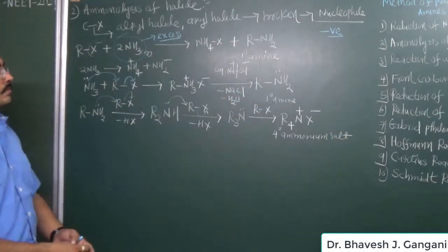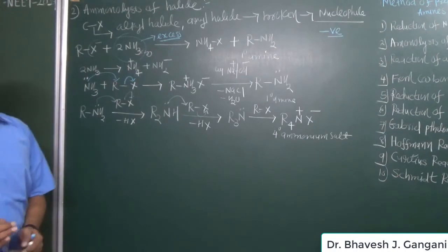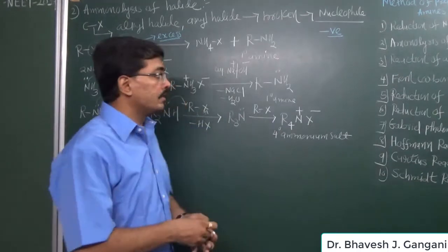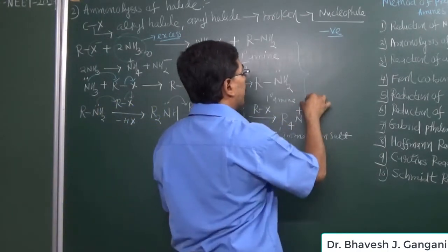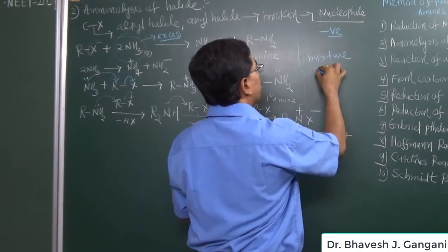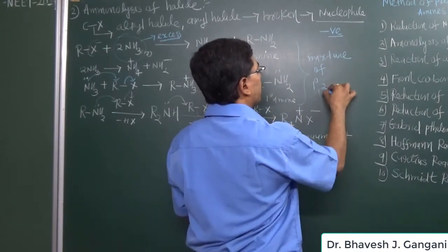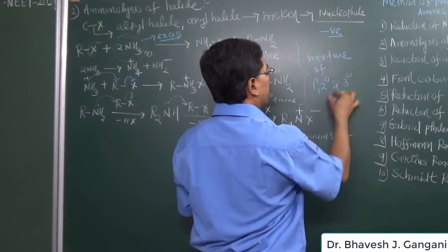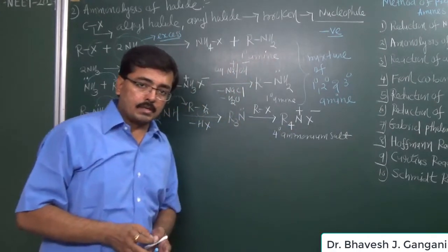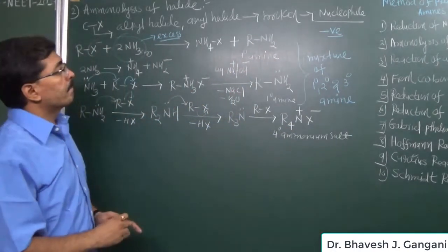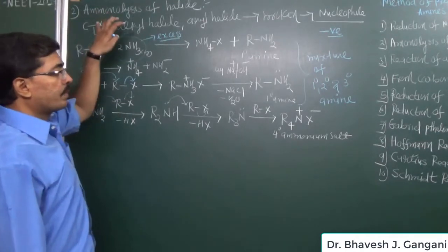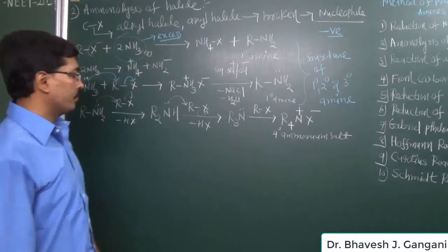So it is observed that in a reaction mixture, if we have not taken ammonia in an excess proportion, then the drawback of this method is that we get a mixture of primary, secondary and tertiary amine. So by using the ammonolysis method, if we want to prepare primary amine, then we have to take ammonia in a large or excess proportion.